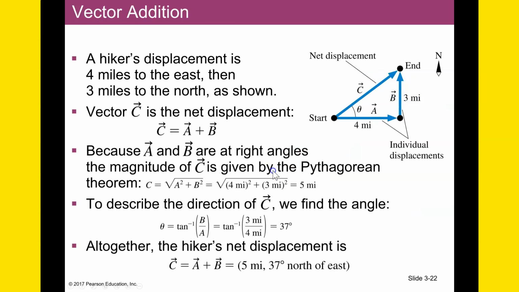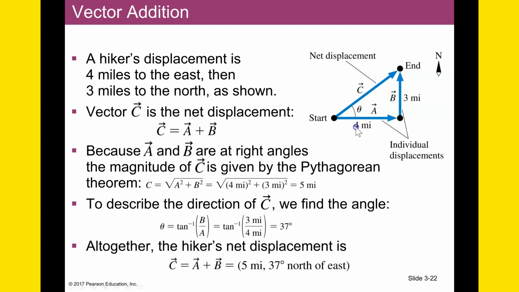All right. A hiker's displacement is 4 miles to the east, then 3 miles to the north, as shown. So the hiker goes 4 miles to the east, then walks 3 miles to the north. And vector C is his net displacement, that means his overall displacement. So you start vector C with its tail where the hiker started, and you put the head of vector C where the hiker ended up. This is the net displacement vector, the overall displacement vector.